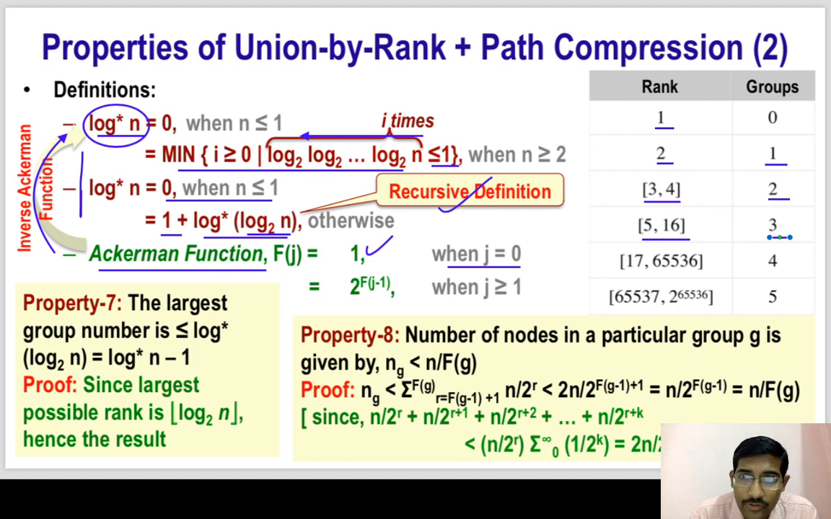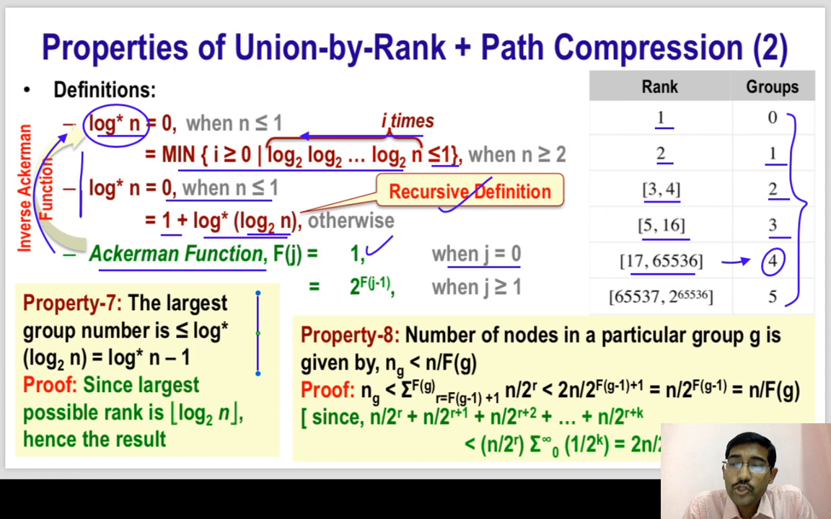So for all these ranks, or ranges of ranks, since the log star n gives back one particular value, we will call them groups. Therefore, group 4 corresponds to the rank values 17 to 65536, and so on. Now I will try to show that the largest group number in my disjoint set tree is bounded by log star n minus 1. Why is this the case?